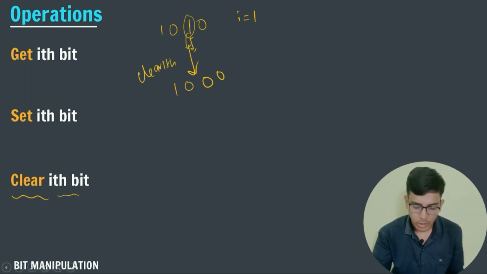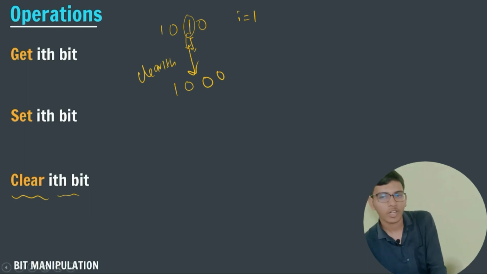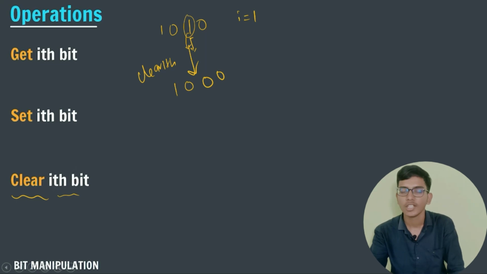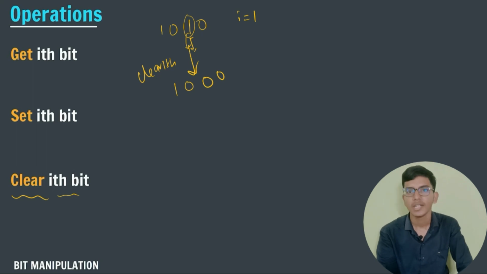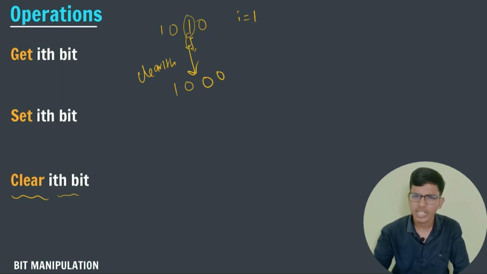So here to clear the ith bit, I want 0 as my output, so I will use the AND operator. If I want to set the value of 1 at my ith bit, I will use OR. If I want to set 0, that is clearing, nothing but setting 0, then I will use the AND operator. So here the pseudocode will be very, very similar to setting the ith bit, but the only change is that in the place of OR I will put AND.